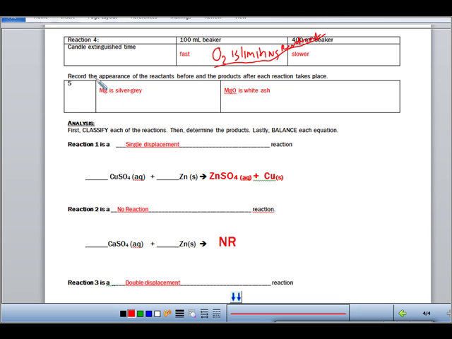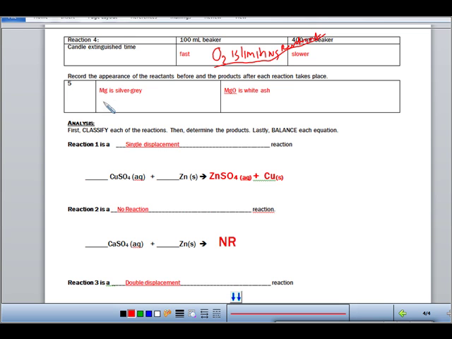Okay. Now here it says record the appearance of the reactants before and the products after each reaction takes place. Well, in number 5 we're talking about magnesium. So we took magnesium ribbon, and that's kind of a silver gray, certainly metallic looking little strip of metal, and we put that baby in the Bunsen burner and lit it up, and it gives off an extremely bright flame. But then what you have left is this white, almost pure white looking ash. Well, that's magnesium oxide. That's almost pure magnesium oxide, and so we had a drastic difference.